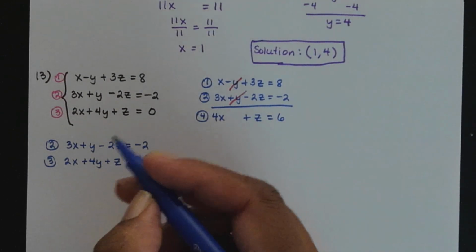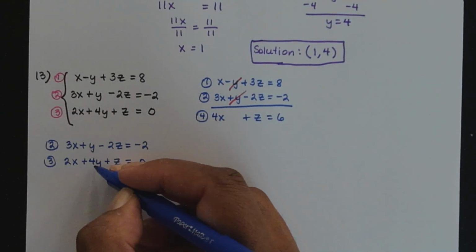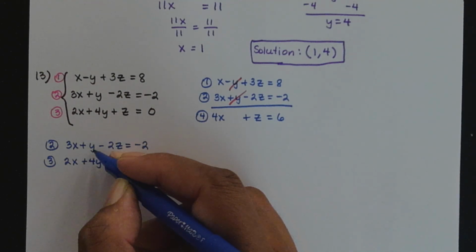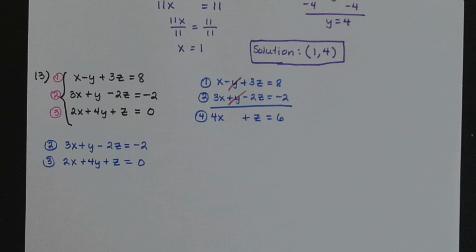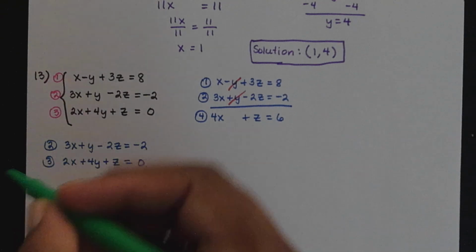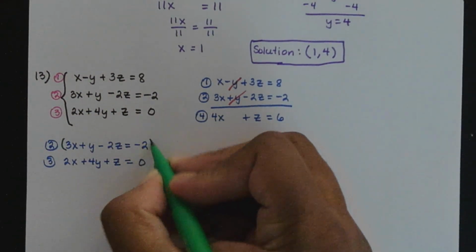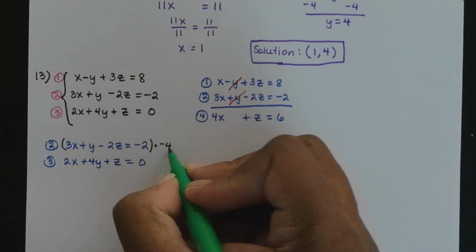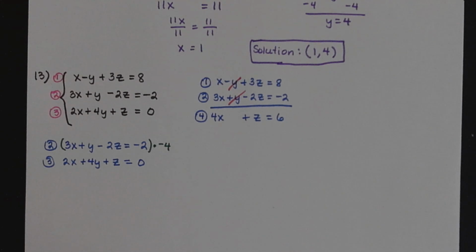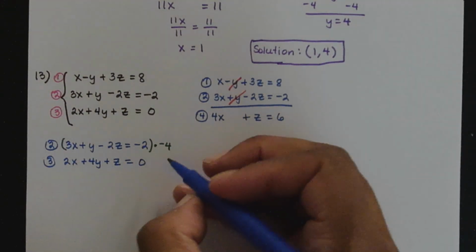Now we have to eliminate the y. Notice I got 4y in that third equation. The second equation, if I want that to be minus 4y because I need opposite signs, I need to multiply that second equation by what number? Negative 4. So I'm going to multiply the second equation by negative 4.